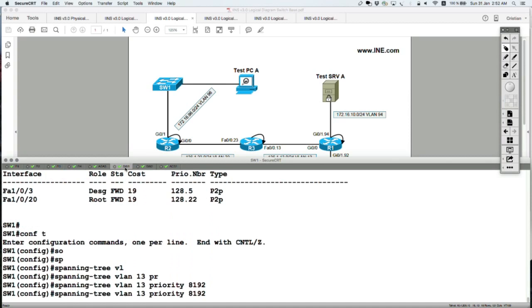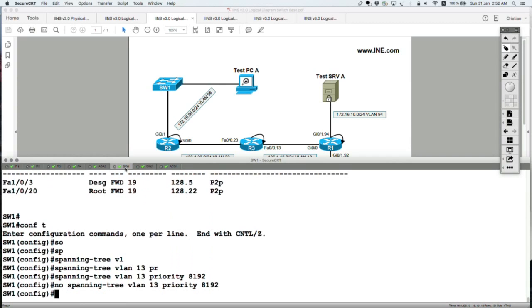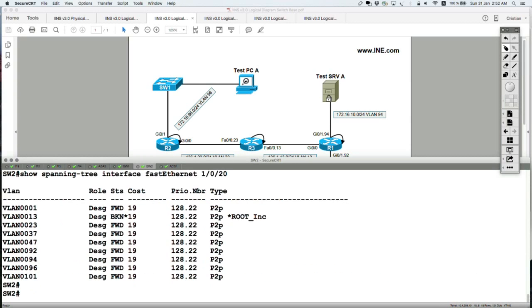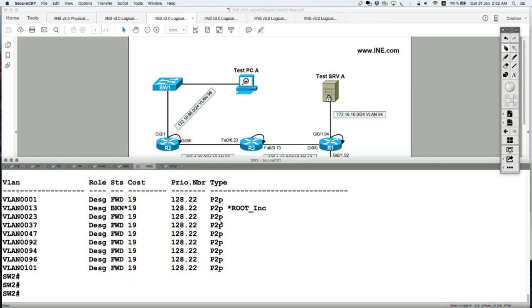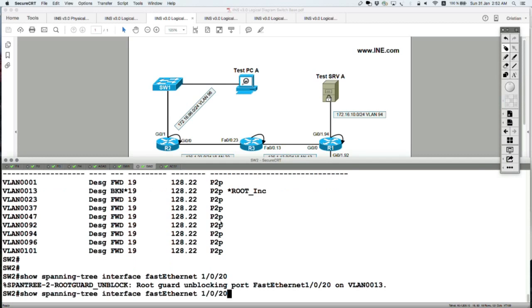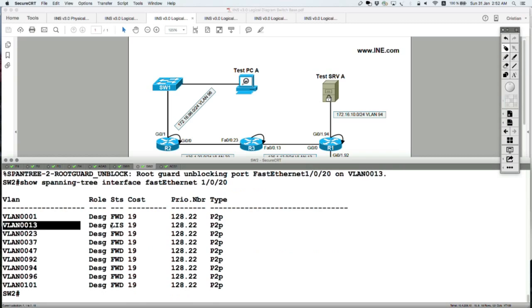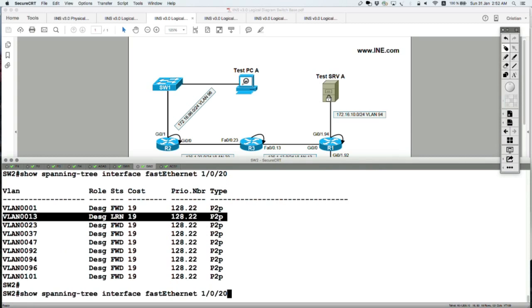and remove this, as soon as switch 1 stops sending the superior BPDU with a higher priority than the current root bridge's priority, switch 2 is going to automatically recover the port for VLAN 13. There we go. It says root guard unblocking, from root inconsistent state, for port 1 for VLAN 13. Now it's going to transition through the regular STP states, blocking, listening, learning, and it's going to go to forwarding within 30 seconds. It is learning now, and of course it's going to go to forwarding within a couple of seconds.